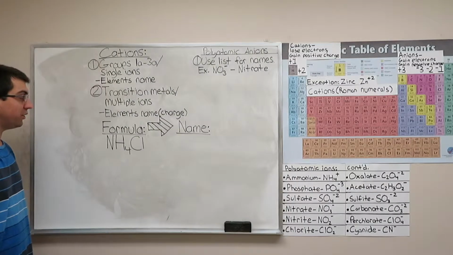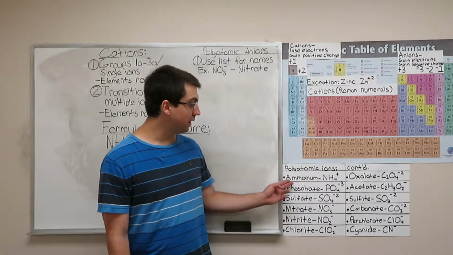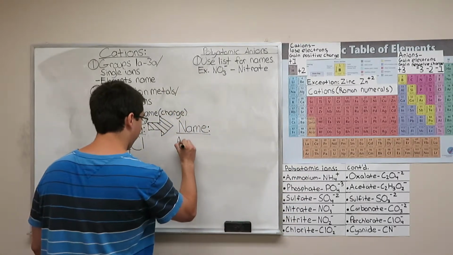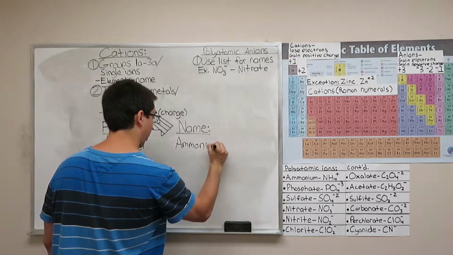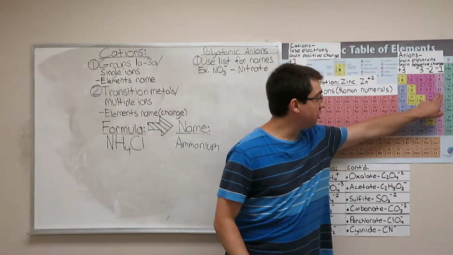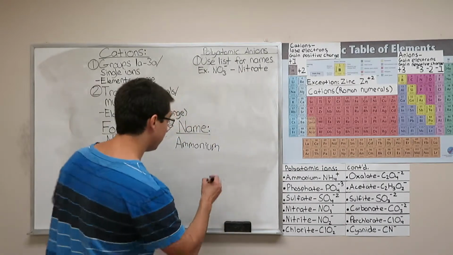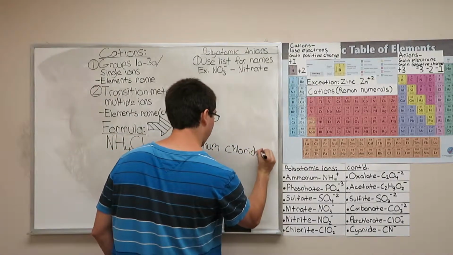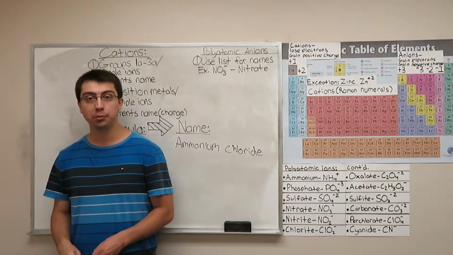Our formula is NH4Cl. NH4 is a polyatomic cation. If we look at the list, it stands for ammonium. We have Cl. Cl is chlorine, and since we're naming a compound, we're going to call it chloride. And the name for NH4Cl is ammonium chloride.